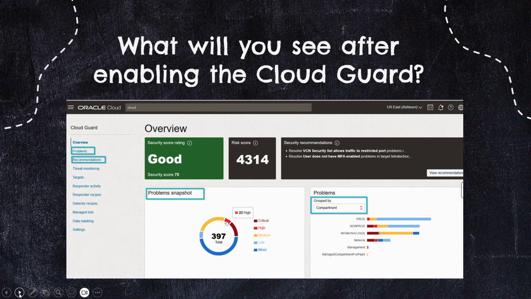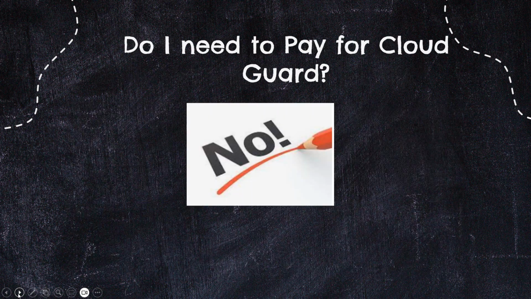But it will take time. After you enable it, it takes a few hours to capture everything. It goes and analyzes all the tenancy targets, and it will give you a dashboard. If you have less workload, it may take a few hours. If not, it will take more than 12 hours, depending upon the workloads and targets in your tenancy. Do I need to pay for Cloud Guard? No, it's free of cost, so you can enable it. There is no charge. It comes inbuilt with your subscription.